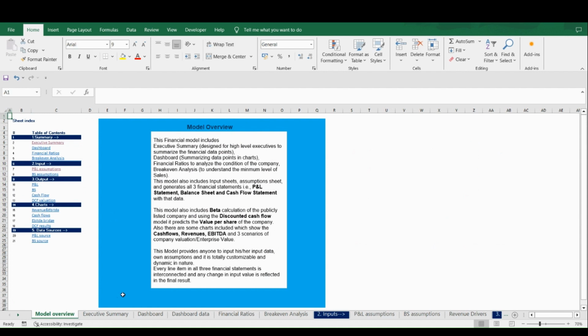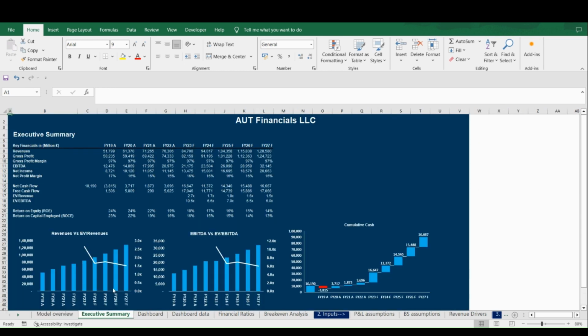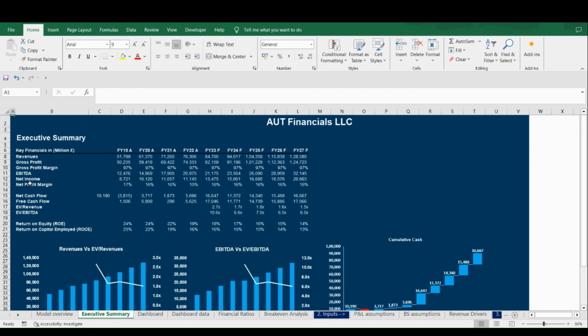Let's look at the summary sheets. First one is the executive summary sheet. This sheet contains the key financials that are there for the company. These include revenue, gross profit margin, your EBITDA, net income, net profit margin, and the other main parameters for the cash flow, such as net cash flow, free cash flow, enterprise value to your revenue, and your enterprise value to EBITDA ratios.